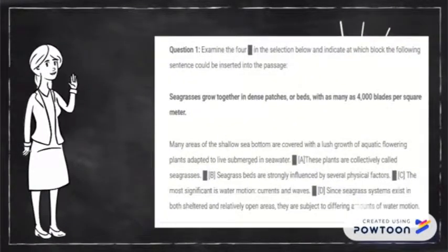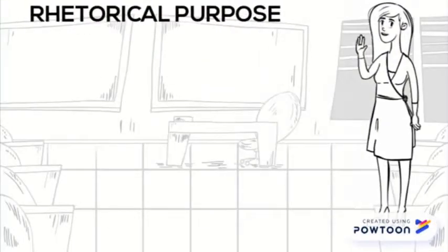Here we have an example about inserting sentences at the end of the passage. As you can see, we have 4 squares and we have A, B, C, and D. We must read all the passage and place the sentence in the correct space.